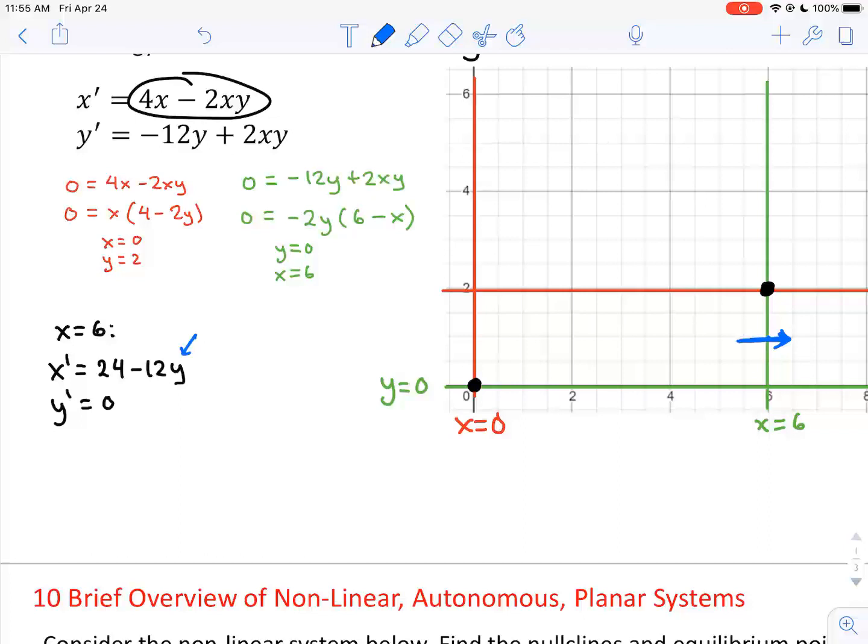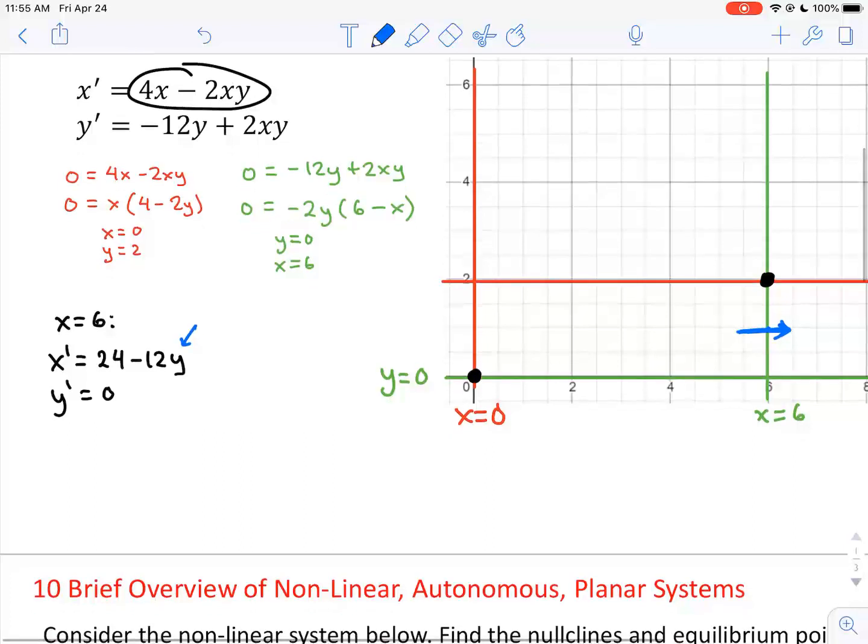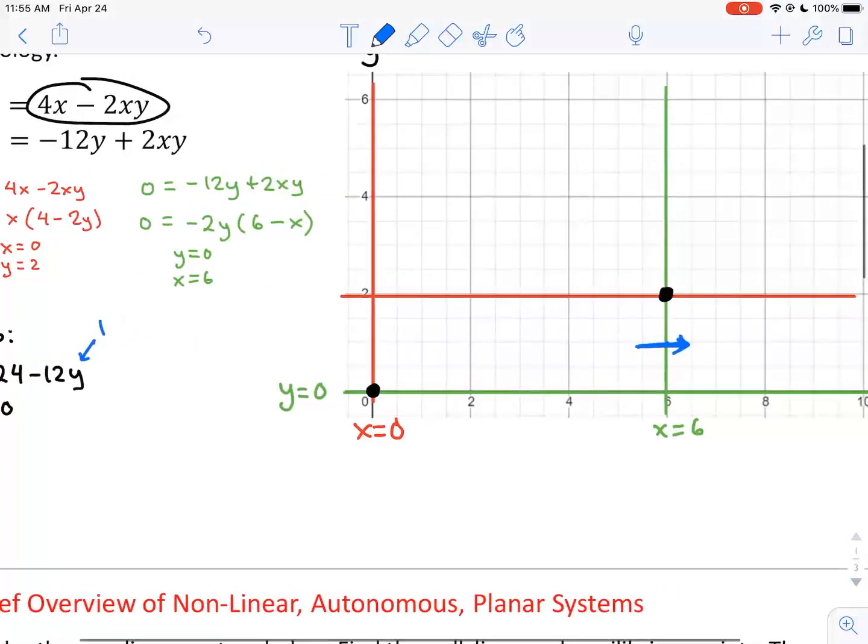But let's not worry so much about getting our lengths all correct. We just have that x prime is going to be positive, right? When I plug in the point (6, 1), plugging in y equals 1 to this x prime, you get 12. So we have a positive change, or x is increasing, because x prime is positive.